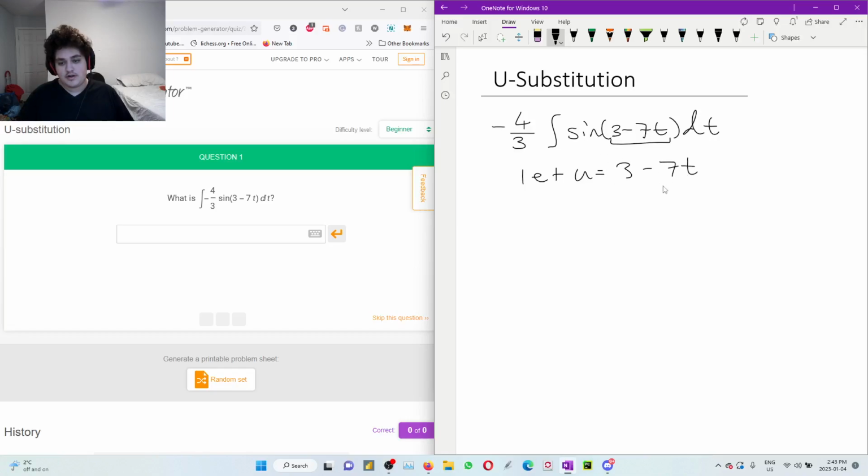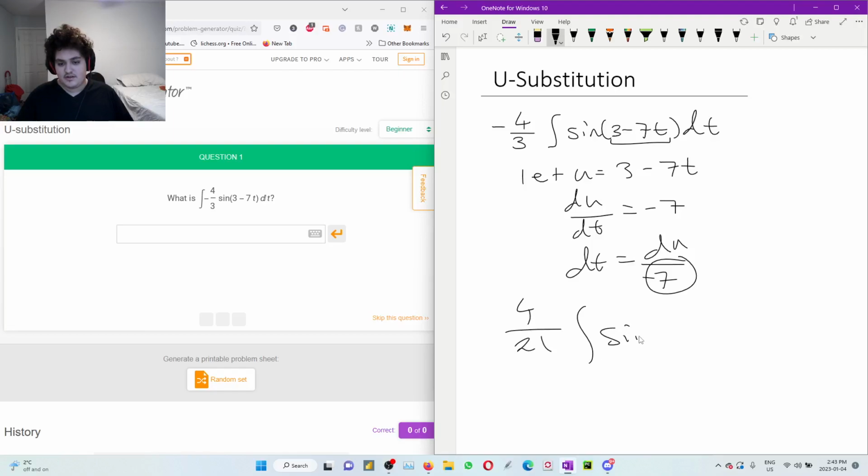The reason why I want to do this is because now by differentiating I can get rid of the constant and just be left with this minus 7. I'm going to switch the dt and the minus 7, so I'm going to be left with dt equals du by minus 7. I can now take the 1 over minus 7 out of the integrand again, so I'm just going to have 4 over 21 integral of sine u du, because I'm plugging this in for dt.